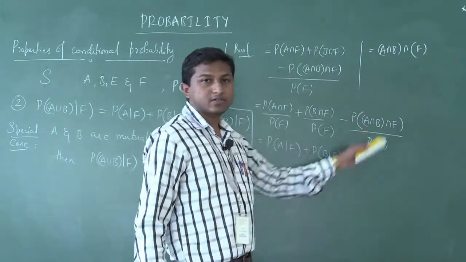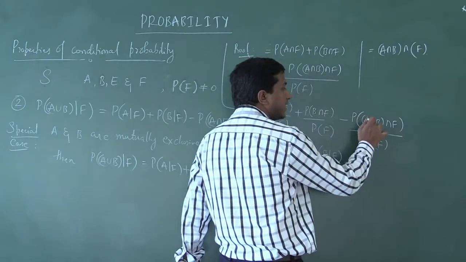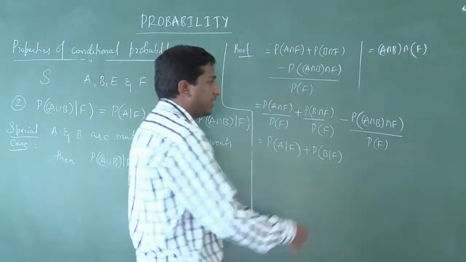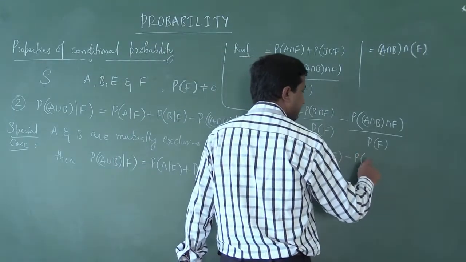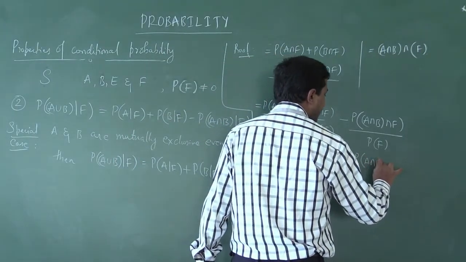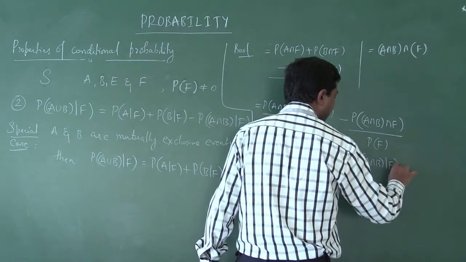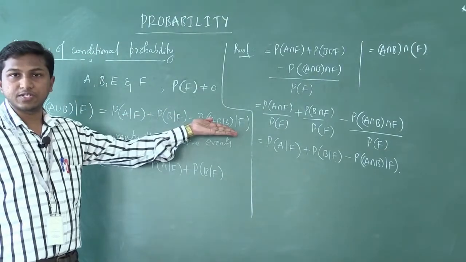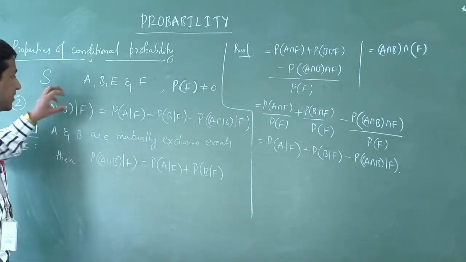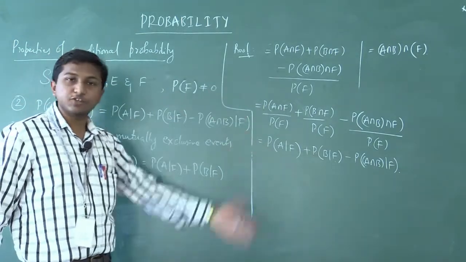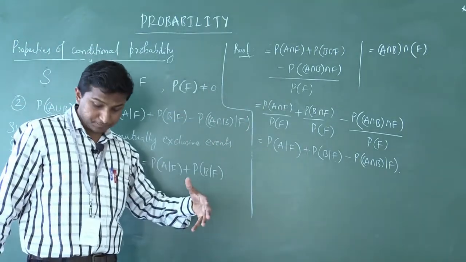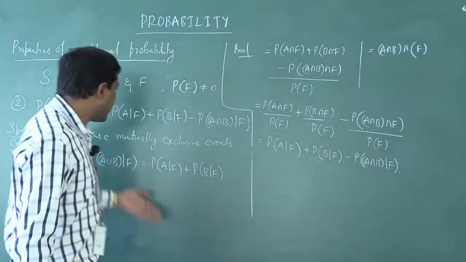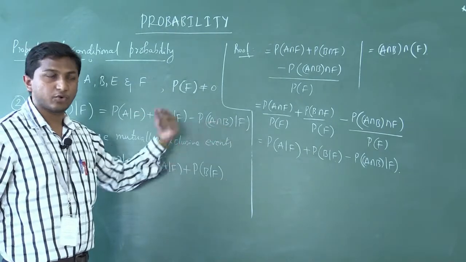Again, look at the last term. We have P of A intersection B intersection F divided by P of F. It is nothing but minus P of A intersection B bar F. So we have arrived at the RHS. We started from the LHS, we used certain properties, the definition of conditional probability, and certain basic probability results, and we arrived at the RHS.